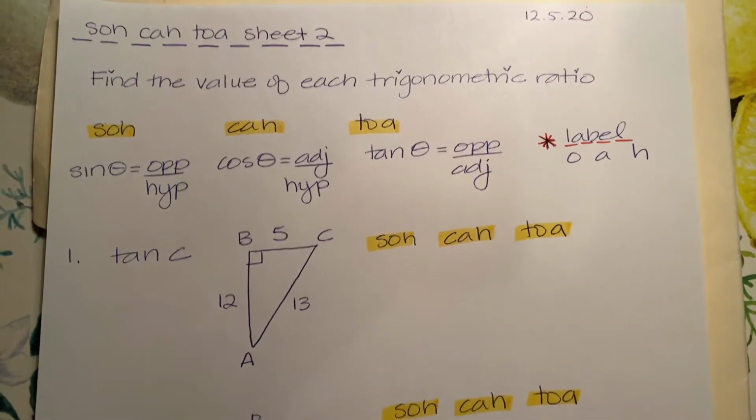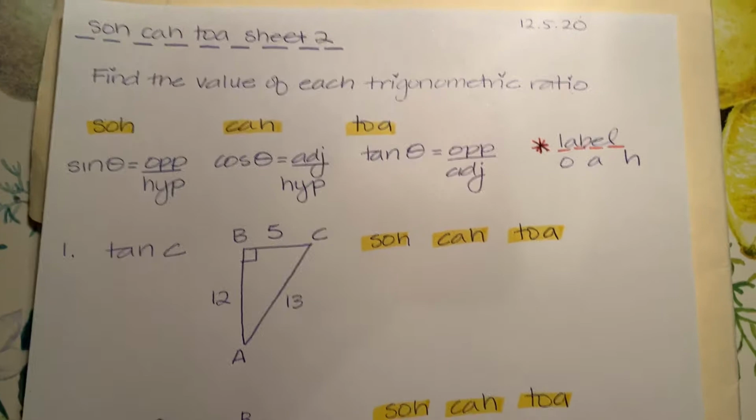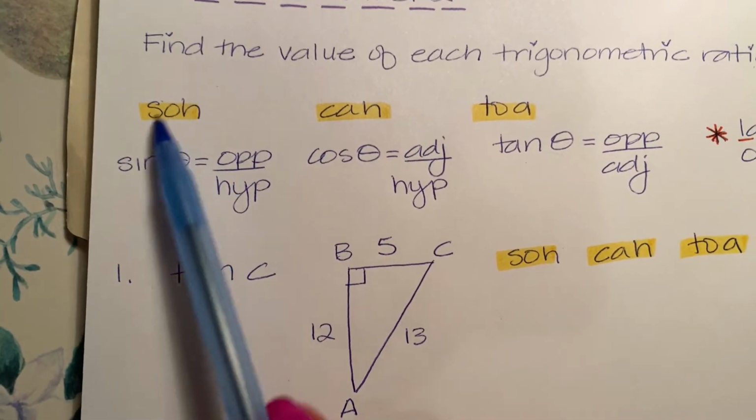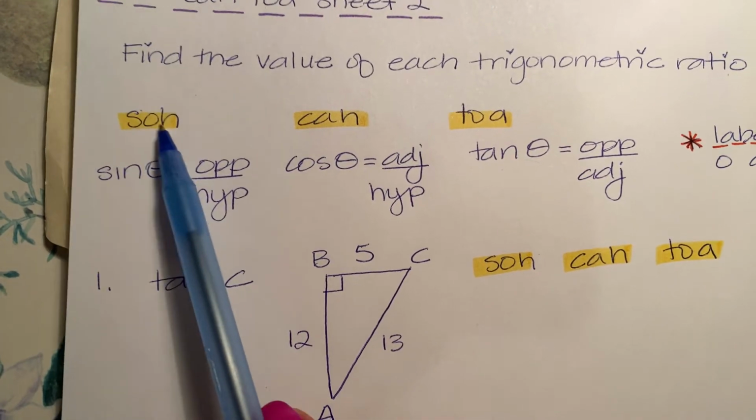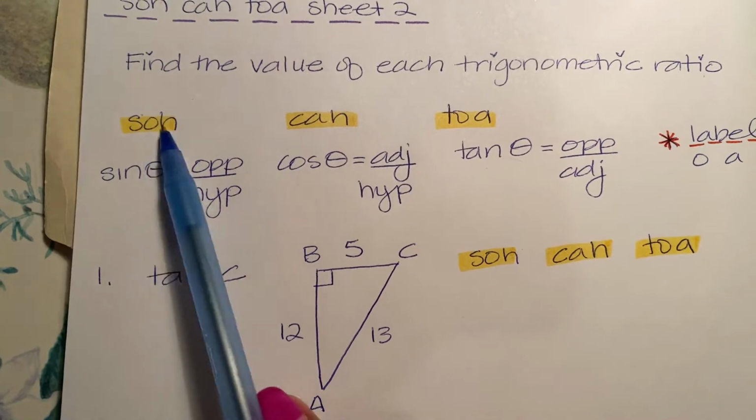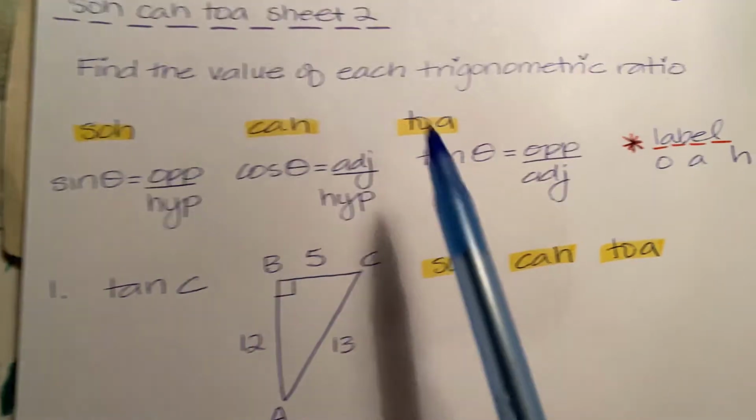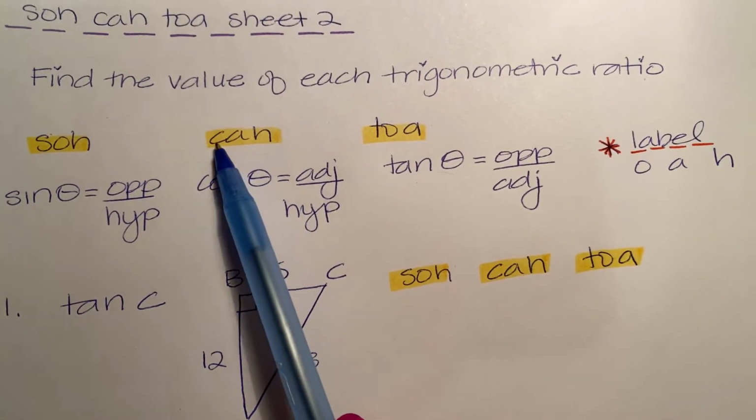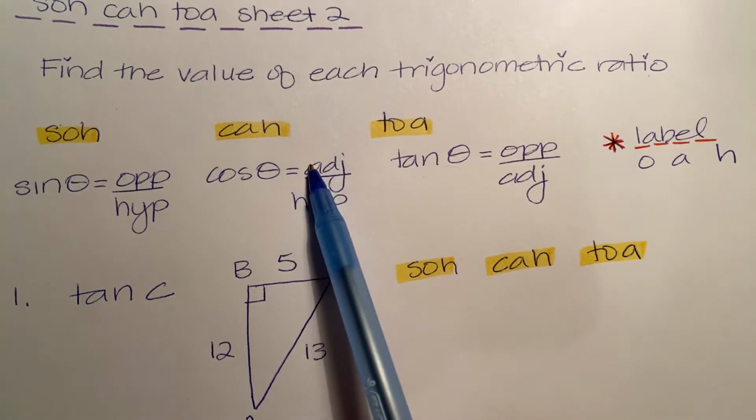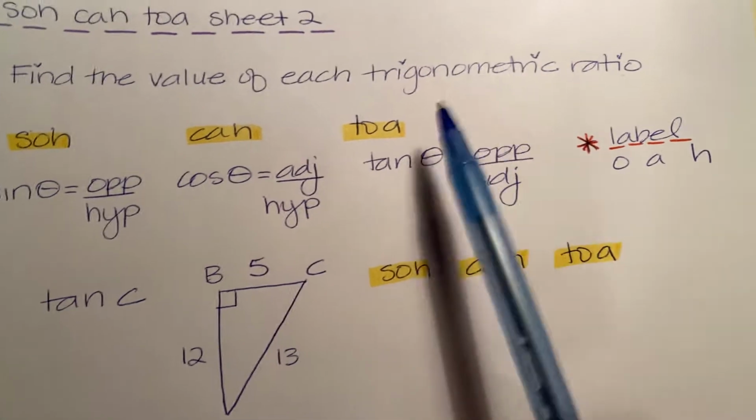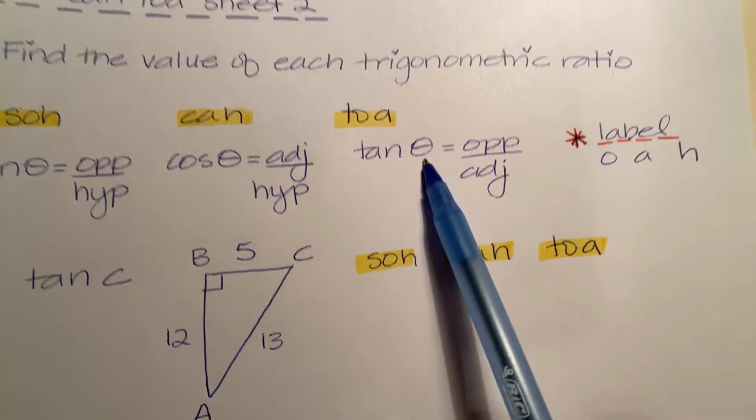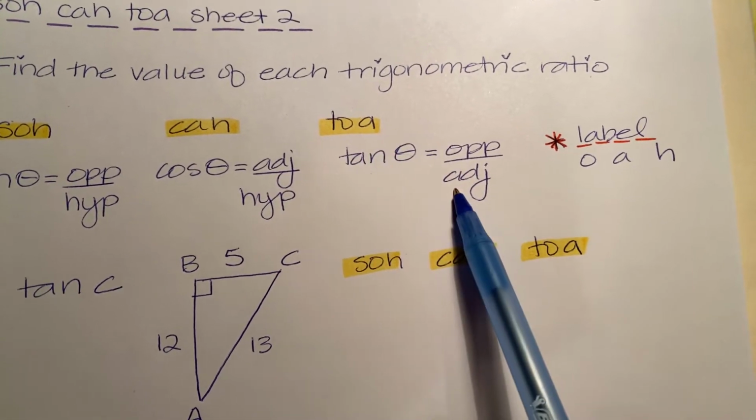The instruction is to find the value of each trigonometric ratio. So this is your acronym SOH CAH TOA. S stands for the sine of the angle: O is your numerator, H is your denominator, so this tells you how to set up the proportion. CAH is cosine, adjacent over hypotenuse. TOA is tangent of the angle theta: O is opposite, A is adjacent.